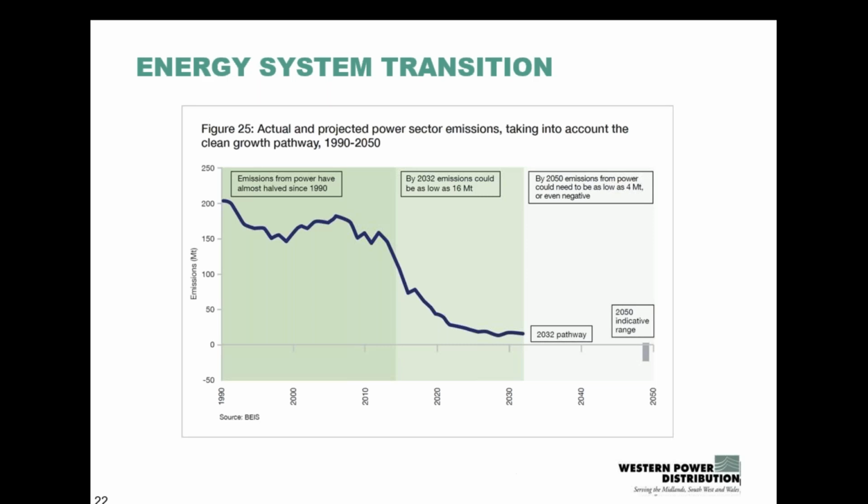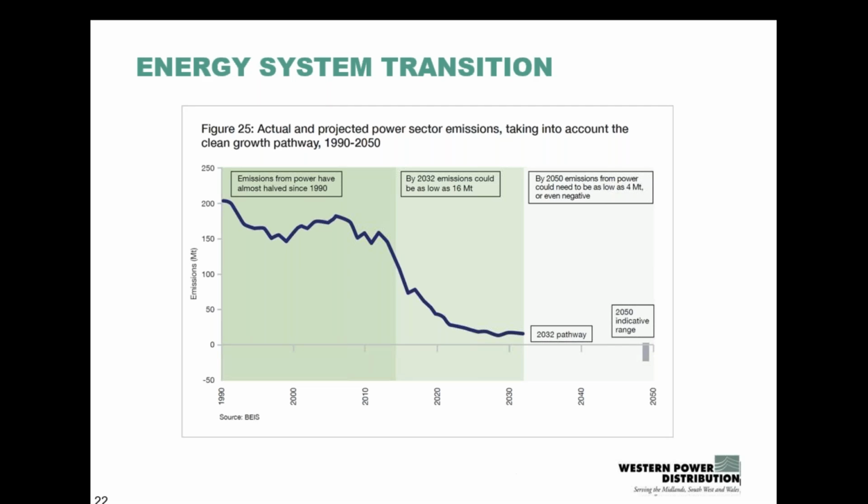To give an idea of the scale of the challenge, this graph shows the emissions. The darker green band shows the emissions to date, and the predicted lighter green band shows the types of emissions that we think we might need to get to towards 2032, and then we've got a further indicative range out to 2050.